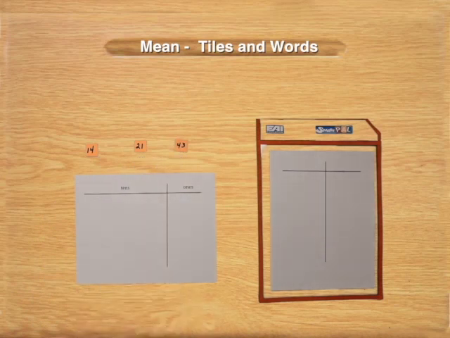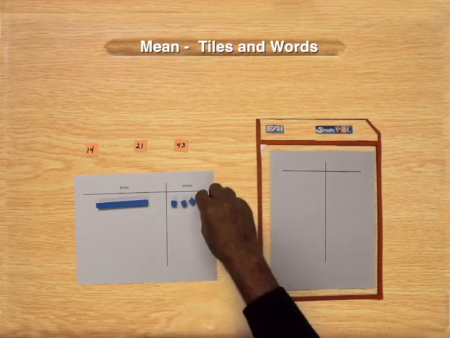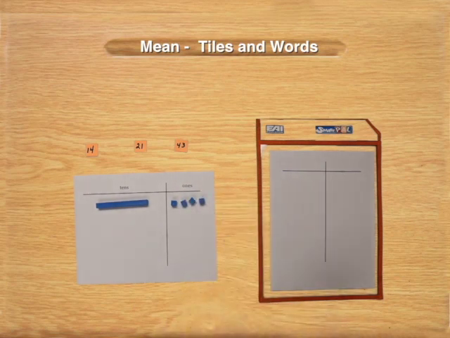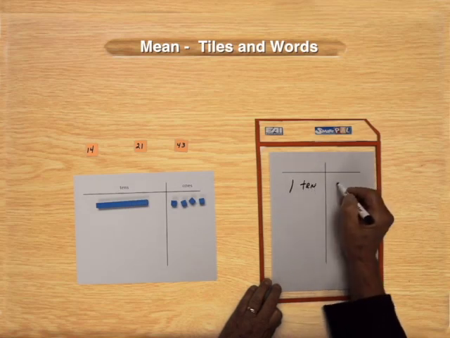Now let's represent those using tens and ones. So the first box has 14, 1 ten, and 4 ones. And let's record that. So we have 1 ten and 4 ones.